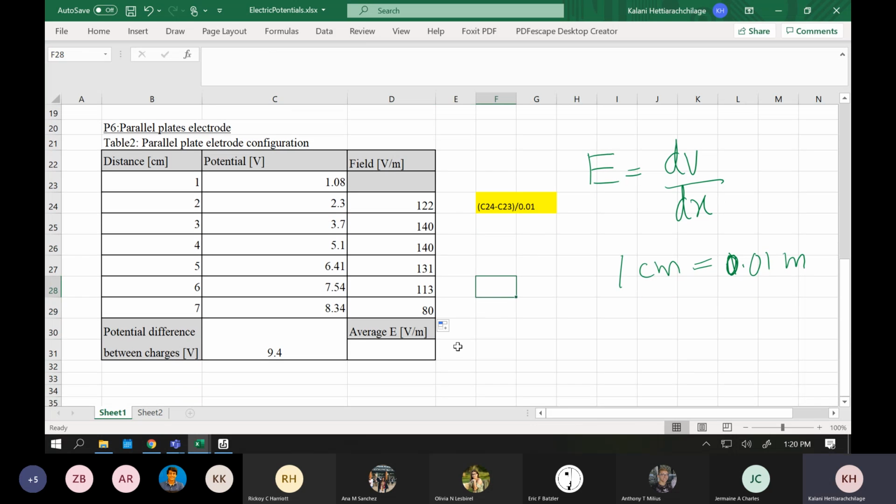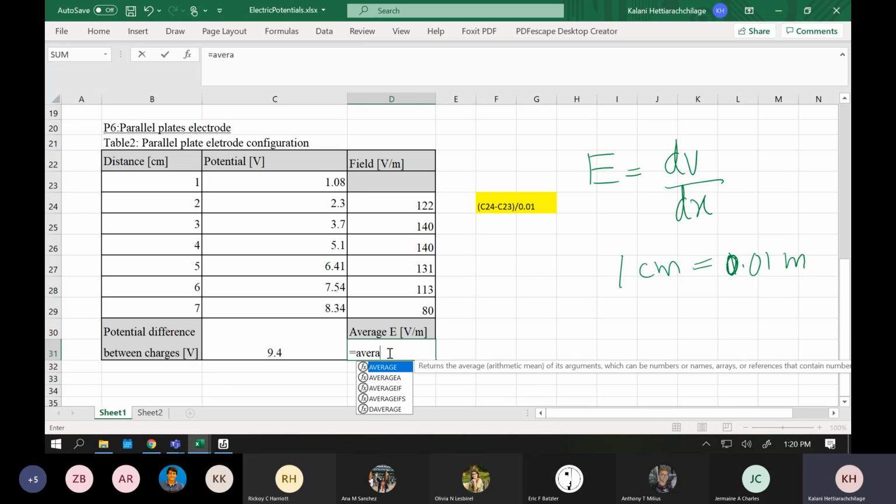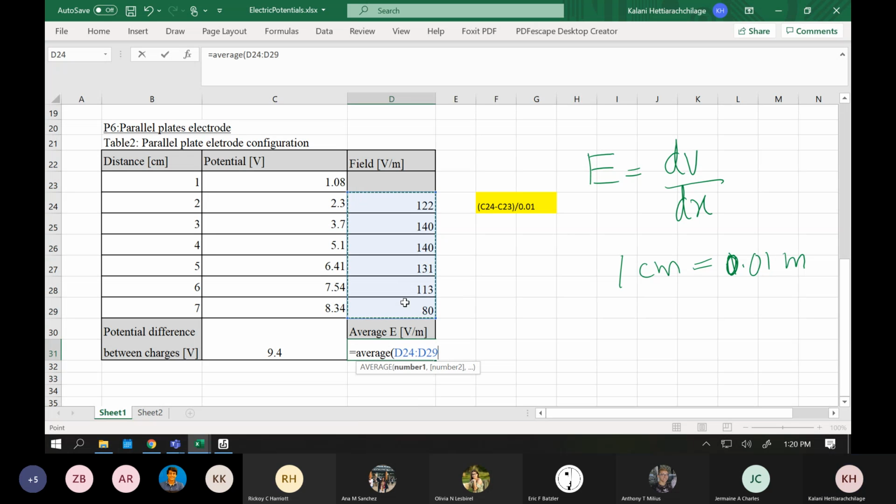Okay, good. And now we need to calculate the average E here. That's one of the W questions too. You can type the average, and then select the range you need to average, and that will give you the average in the Excel. So I'm copying the equation on the side. If somebody is struggling with that, you can try it yourself.